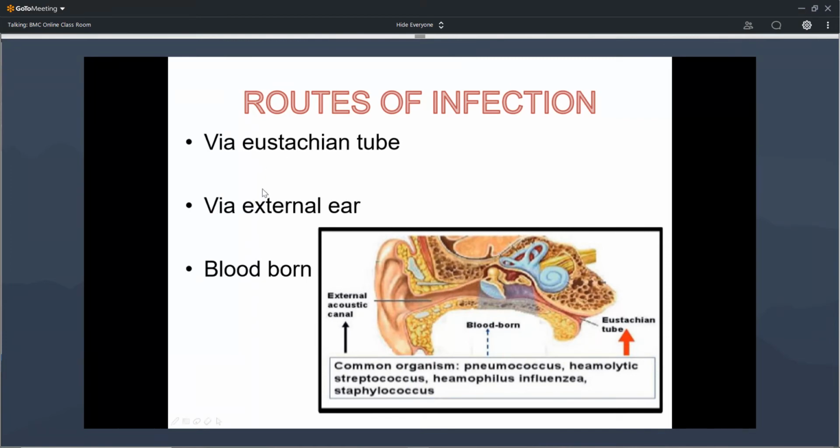The next route of infection is the external ear. If there is a pre-existing perforation of the tympanic membrane due to trauma or infection, the infection may spread through the perforated tympanic membrane into the middle ear cavity. That is also a route of infection. Most commonly it is through the eustachian tube, and acute suppurative otitis media is most commonly seen in children. The other route is bloodborne, and bloodborne spread of bacterial infection is very rarely seen.